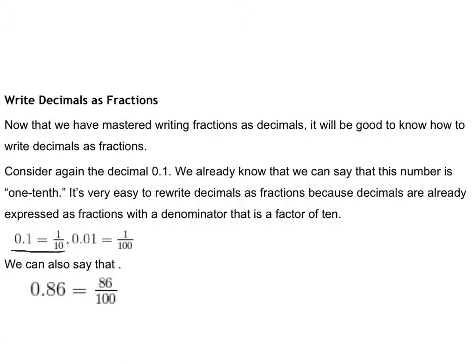That can be done the same way that we were doing it earlier, where the number after the decimal gets put on the top, and on the bottom of the fraction it's 1 and then as many zeros as we have numbers to the right of the decimal. So 0.1 is 1/10, 0.01 is 1/100, 0.86 is 86/100. Again, however many numbers are to the right of the decimal, that's how many zeros we have.